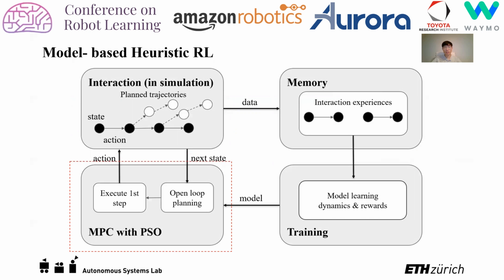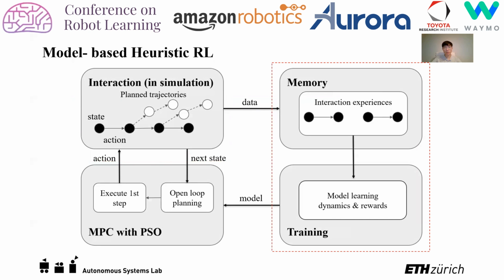The MPC module selects the action of each step in the interaction process using an MPC controller. First, we solve an open-loop planning problem using particle swarm optimization to get the optimal future action sequence. Then only the first action is selected for execution. The interaction data is recorded in a replay buffer to train the neural networks that model the dynamic and reward functions of the environment. The updated dynamic and reward networks are again utilized by the MPC controller in the interaction process to generate new data.